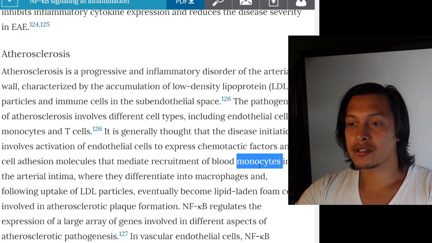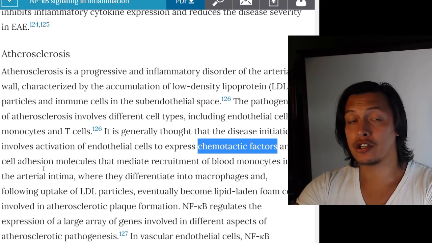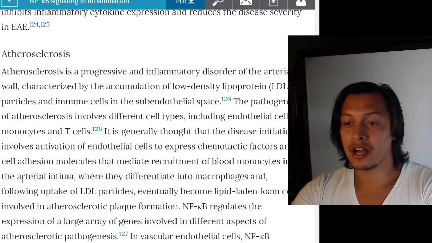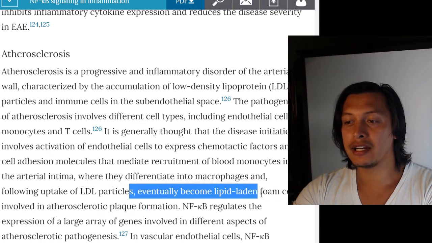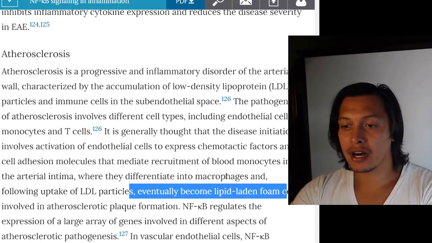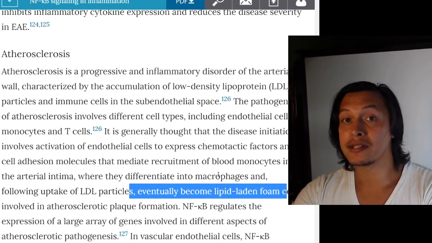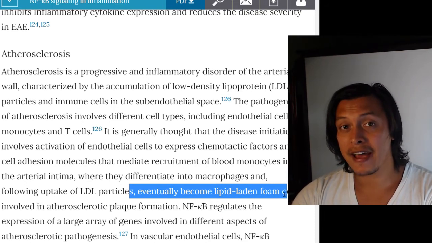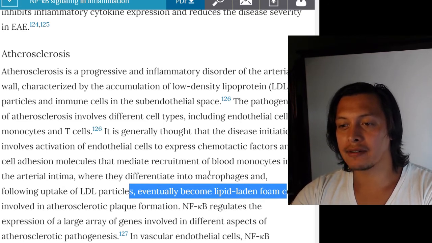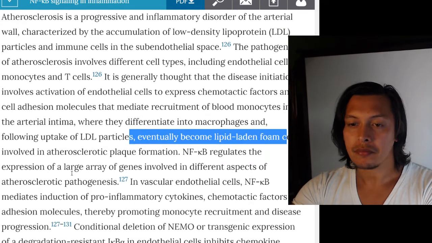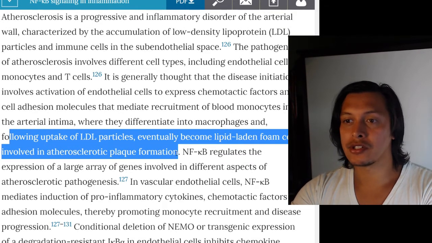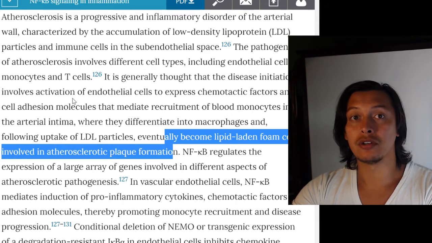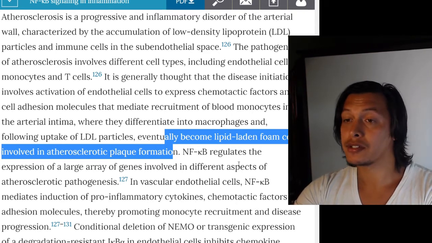And then after these monocytes, through these chemotactic factors, are brought into this arterial intima, they then differentiate into macrophages, and following uptake of LDL particles, eventually become lipid-laden foam cells. So basically, these monocytes differentiate into macrophages, and then these macrophages start eating these LDL particles. And by eating these LDL particles, you end up accumulating a lot of fat within them, and they become these lipid-laden foam cells. And these are involved in atherosclerotic plaque formation. So I presume that these are stuck here partly in response to the cell adhesion molecules that are being expressed by the epithelial cells.